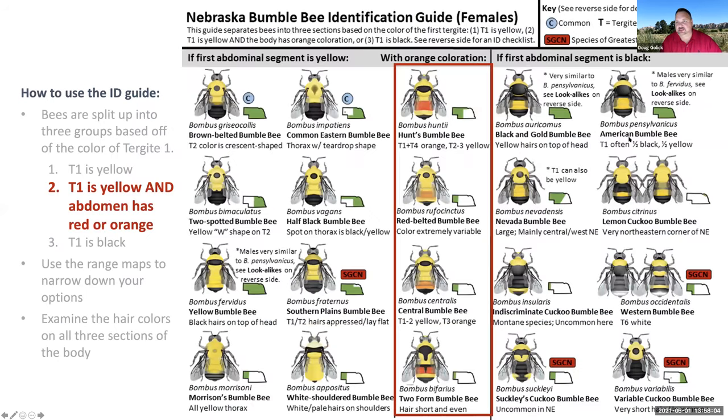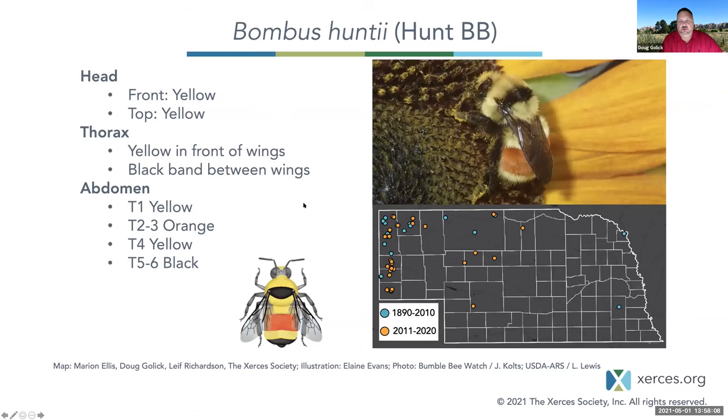So that is some of our bumblebees in the back. We're going to go through our red tails or orange tails. We have three bumblebees in Nebraska that can have orange or red tails. The first one, and one of my favorites and probably the most abundant one that we found, is Bombus huntii, or Hunt's bumblebee. It has yellow on the face and top of the head. It has a black stripe of hair in the middle of the top of the thorax, the side of the thorax, and yellow on the front and back of the top of the thorax.